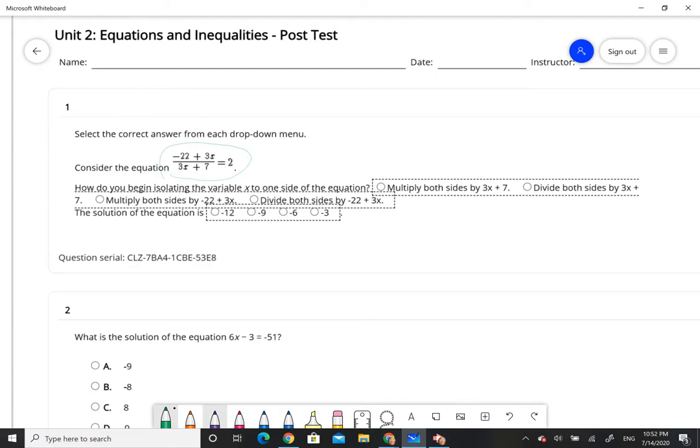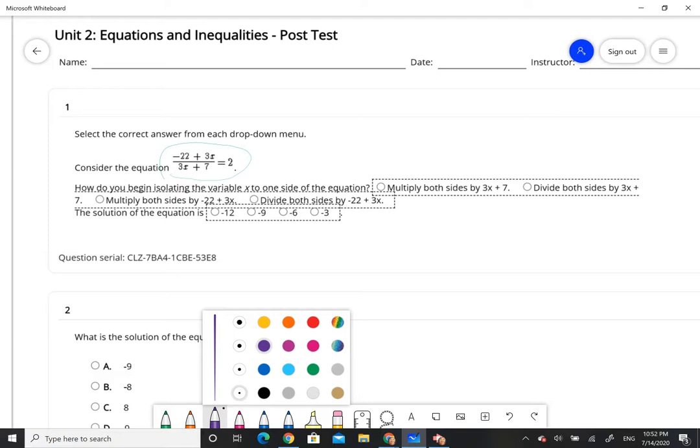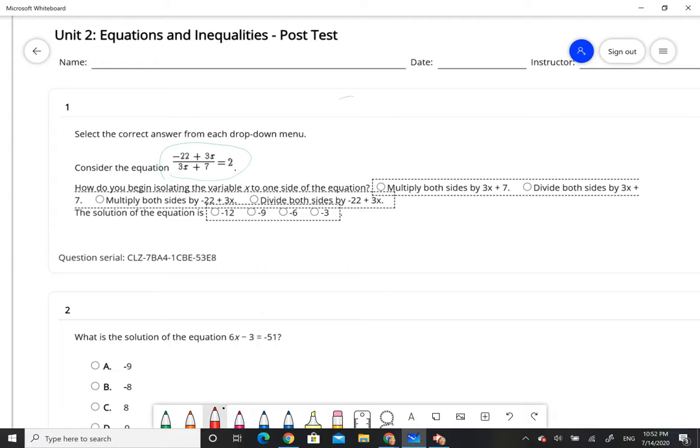Okay, let me change the color. Okay, I'm going to make it bigger. All right, the equation is negative 22 plus 3x divided by 3x plus 7 equals 2, right?